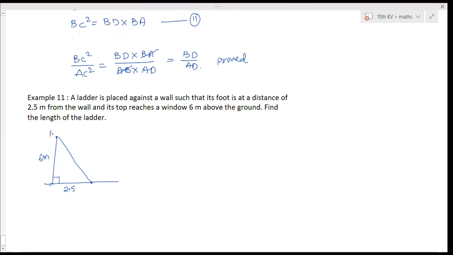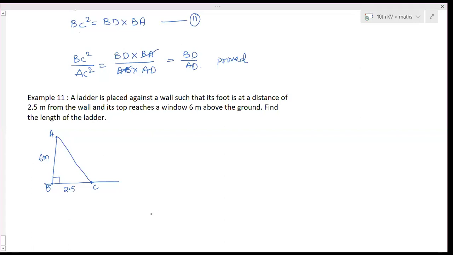If you consider AB is the wall, AC is the ladder, so BC is the distance of the foot of the ladder. So here it is a right triangle, we have to use the Pythagoras theorem. AC square is equal to AB square plus BC square. AB is 6 square plus 2.5 square. 36 plus... Find it yourself using the Pythagoras theorem.